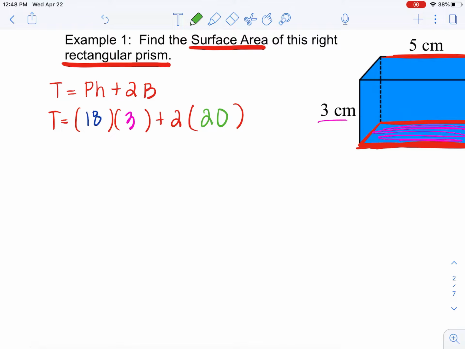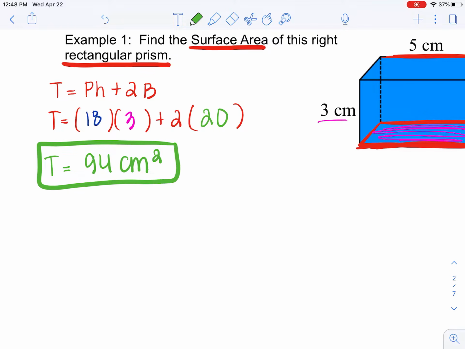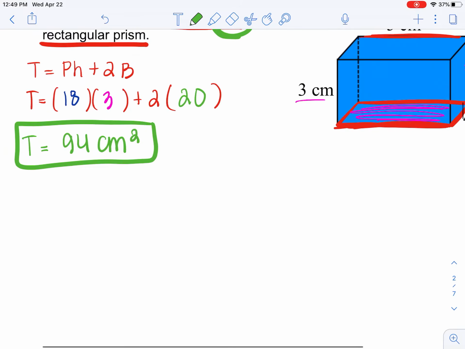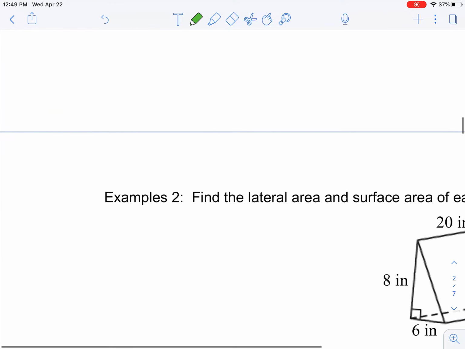All right, now I can find the total surface area. I'm going to put this in my calculator. I'm going to do 18 times 3 plus 2 times 20. And I get that it is 94 centimeters squared. Okay, now this is surface area, right? So I'm talking about all the area, the 6 areas added up on this particular object. So this is in centimeters squared.